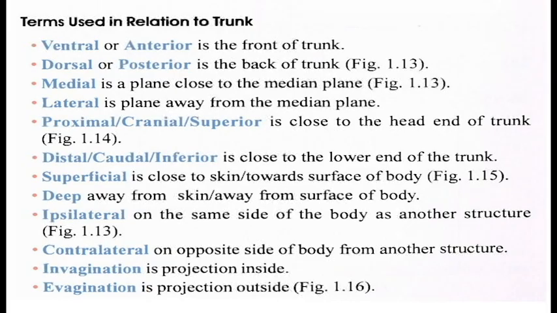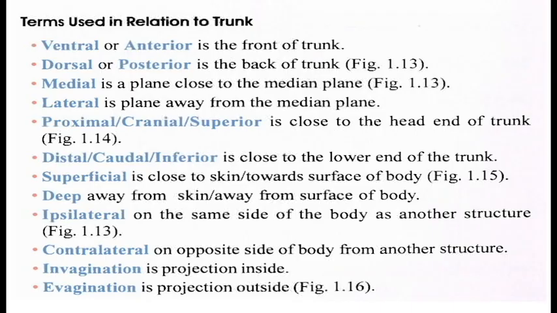Directional terms for the trunk. These technical terms help identify the exact location of an organ. Ventral, anterior: the front of the body or trunk. Dorsal, posterior: the back of the body. Medial: closer to the midline, the median plane, of the body. Lateral: away from the midline, towards the sides.